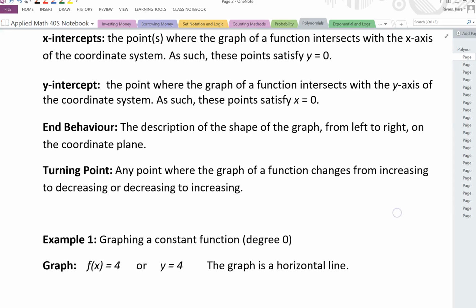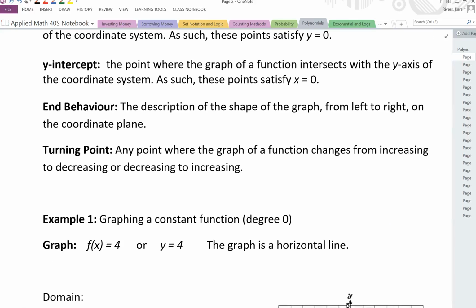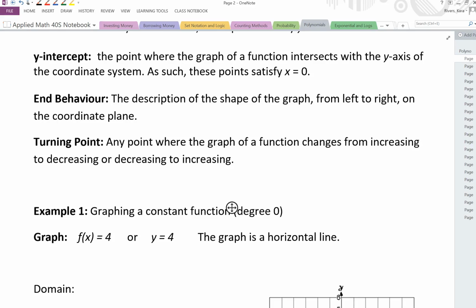The end behavior. We're going to be drawing some conclusions and seeing some patterns according to our polynomial functions. So the end behavior is a useful tool to see the shape of the graph from left to right on the coordinate plane. We're going to talk about what happens to the ends of our graph.